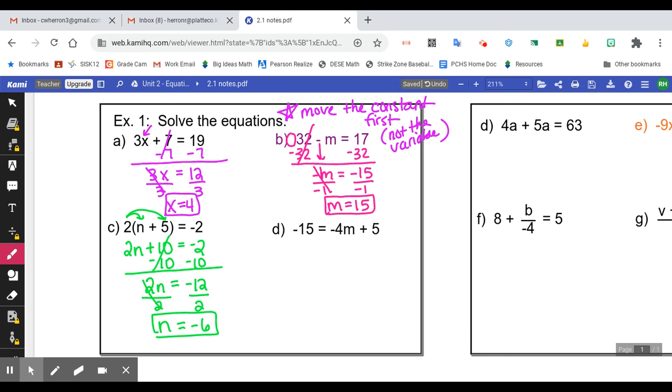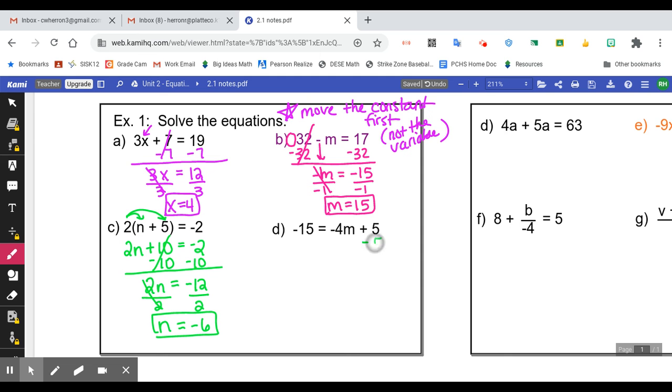On D, we flipped it around again and made the answer come first. So if you don't like that, you could always flip it over here and put equals negative 15 and get rid of this part if you needed to. Doesn't matter. Either way, you're still going to do the same thing. So you do what you like. No problem there. So we're going to do negative 15 is our answer.